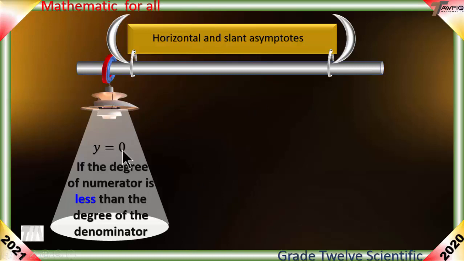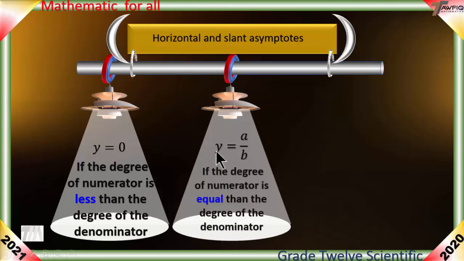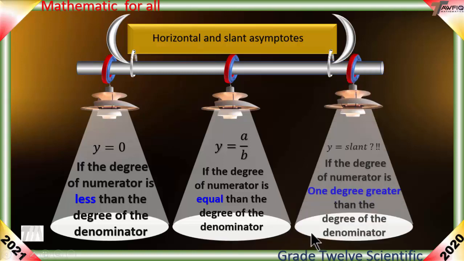y equals 0 is a horizontal asymptote for the function if the degree of the numerator is less than the degree of the denominator. And y equals a over b if the degree of the numerator is equal to the degree of the denominator. And maybe the function has a slant asymptote if the degree of the numerator is 1 degree greater than the degree of the denominator.